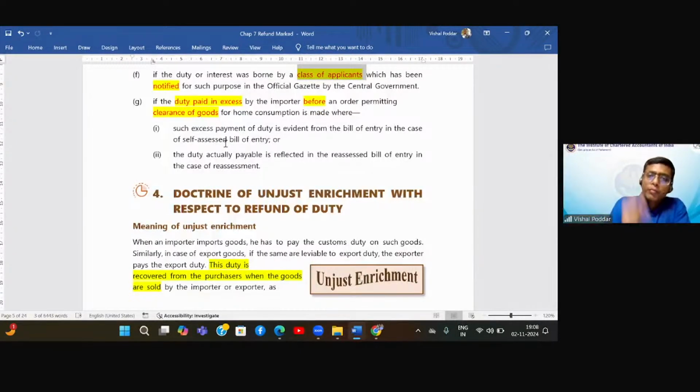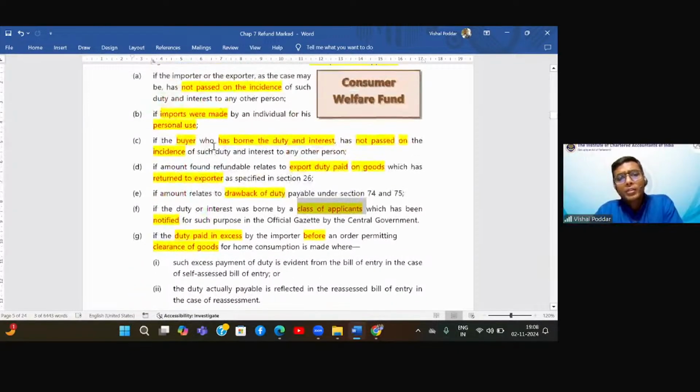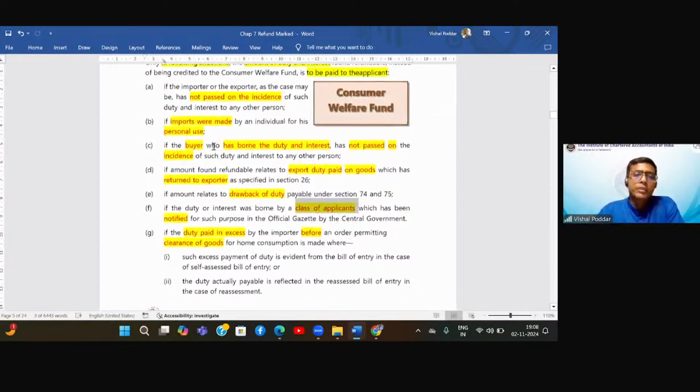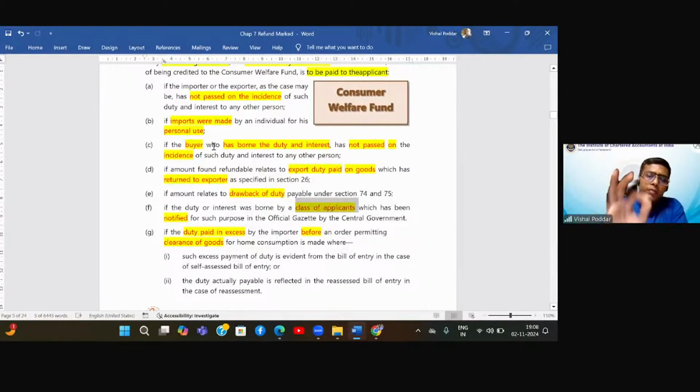So if before clearing the goods, you find that any amount of duty is refundable, for which I gave you a practical example that is of pilferage, etc. In such a scenario, you will get the refund and the amount will not go to the consumer welfare fund. So students, these are the scenarios in which the law provides that we will not transfer the amount to the consumer welfare fund. Rather, we will pay the refund to the applicant.